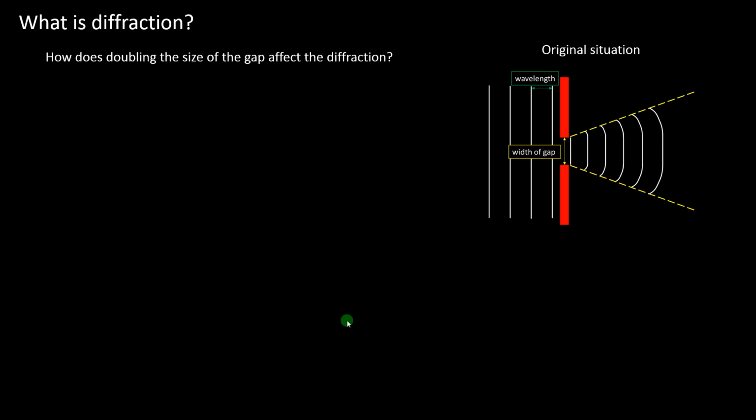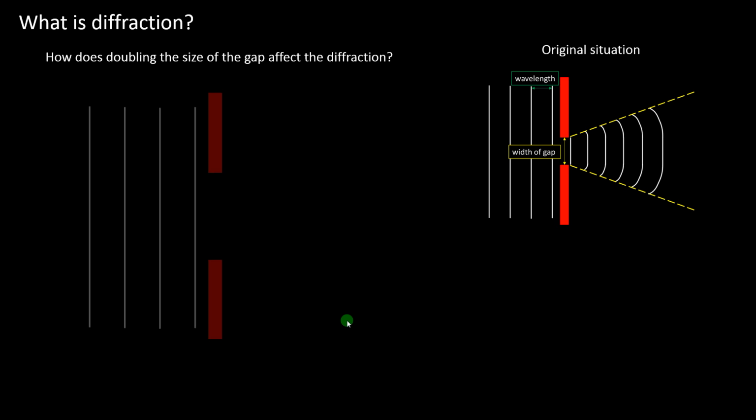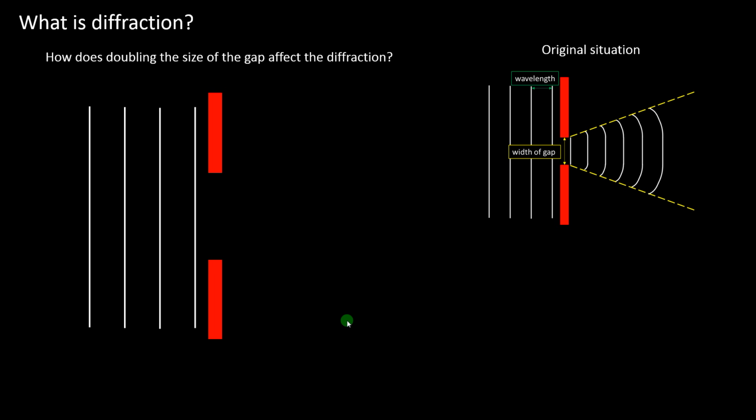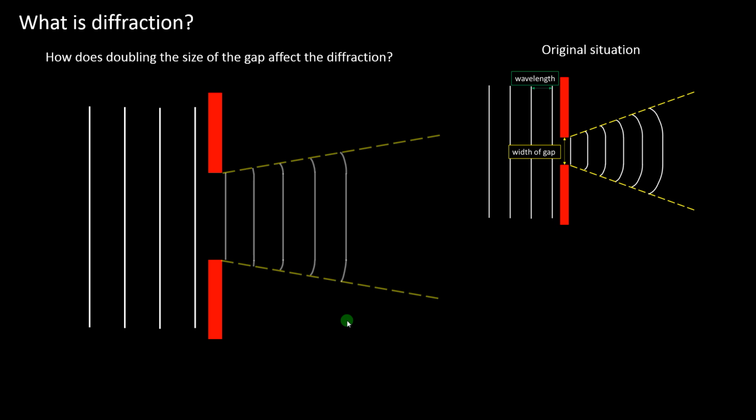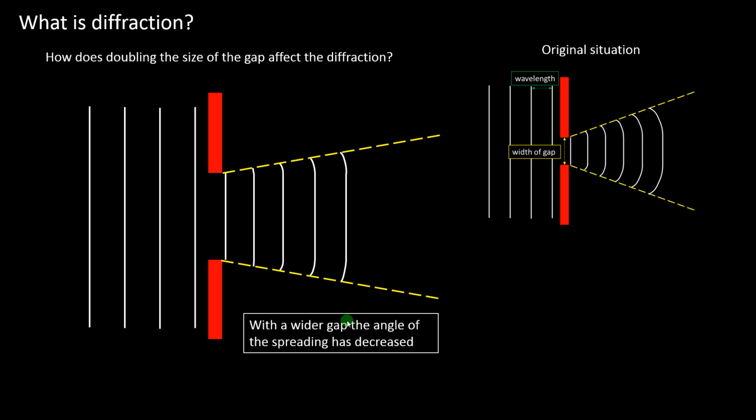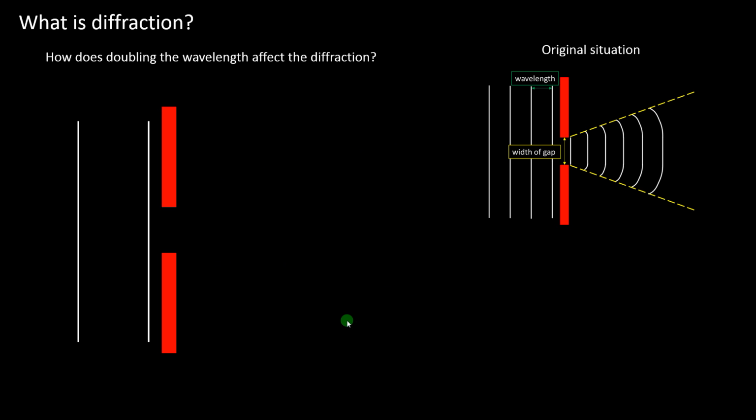We've got the original situation up in the top right for reference, and the first thing we're going to look at is what happens if we double the size of the gap. So we've kept the wavelength the same here, and what happens is there's much less diffraction, much less spreading. We've gone through a much smaller angle of spread there. So with a wider gap, the angle of the spreading has decreased.